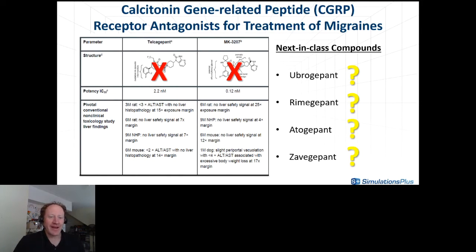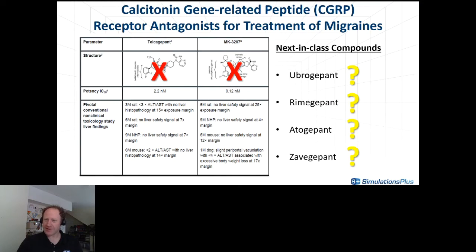The thing about this class is that there were two rather high-profile failures at the very beginning. I believe it was Merck who formulated a couple of these compounds. Telcagepant and MK-3207 were the first ones, and both of them showed pretty substantial liver signals in humans. Telcagepant, in fact, got all the way to phase 3 and showed a couple of severe liver signals that ended up tanking the compound.